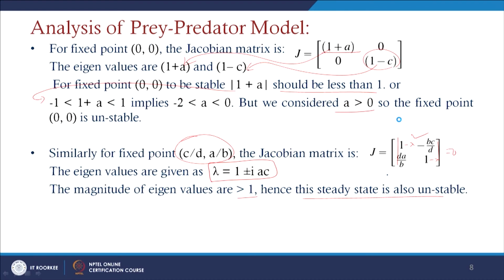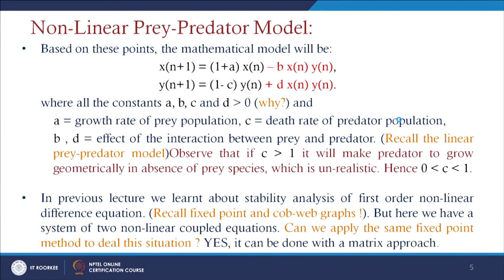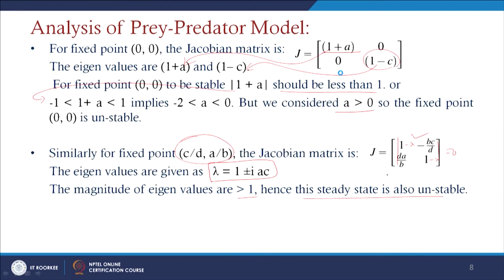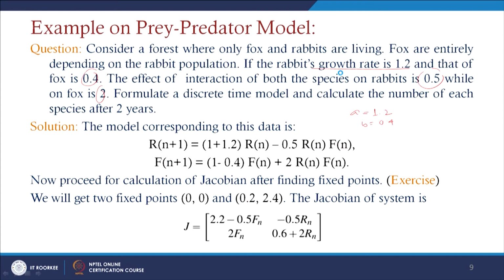In the same model, that is B, it is considered as the growth rate change due to the presence of both these species. So that is why we can consider C equals 0.5 here and D equals 2 here.